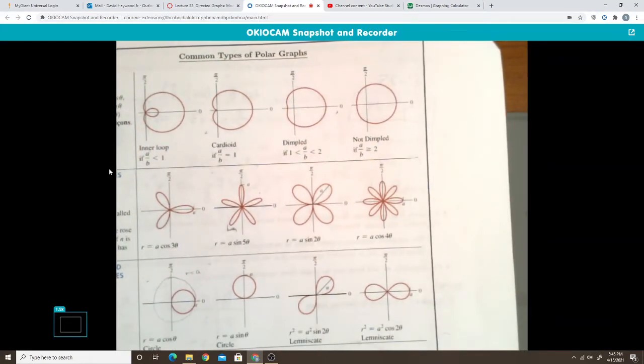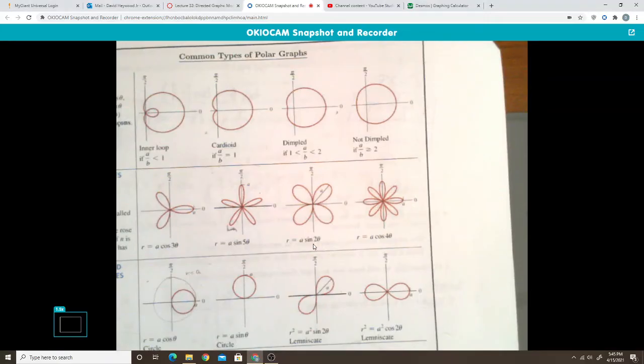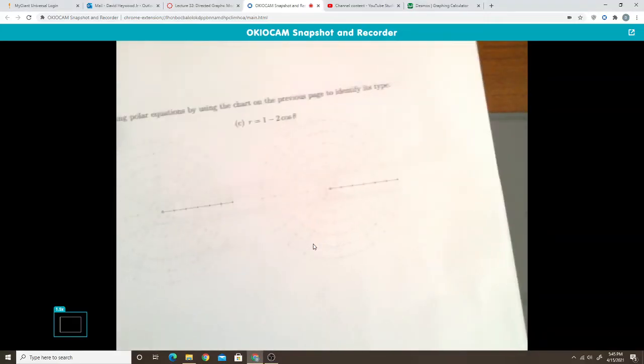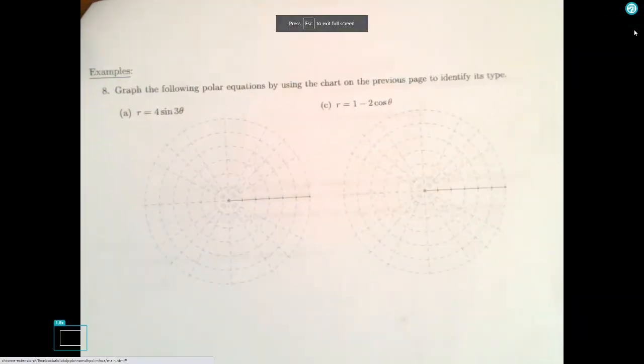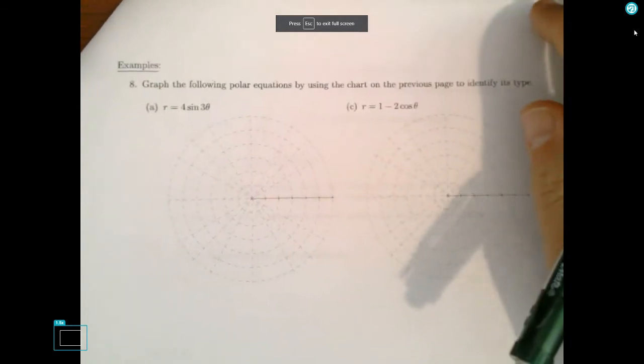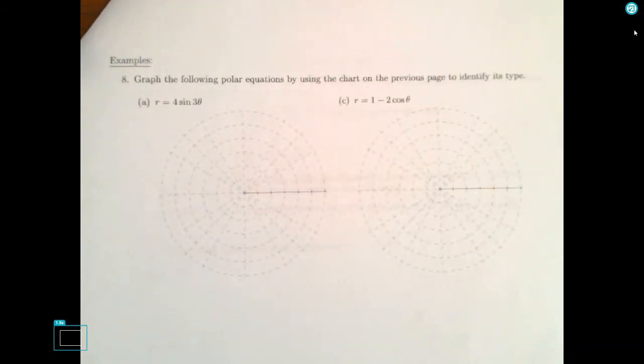How long have I been going here? 38 minutes. Okay, we have some time to do a couple examples. So let's run through these 4. Okay, so graph the following polar equations by using the chart on the previous page to identify its type.